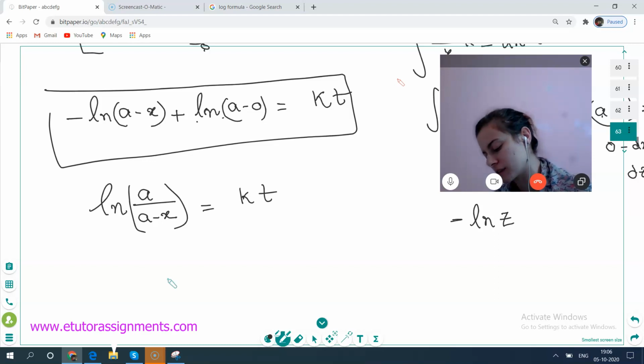We need to find x. We need to find A, or we need to find K, whatever you want to find. If you want to find K, K is equal to how much? If you want to find the T, you can convert. This is the main equation you got.